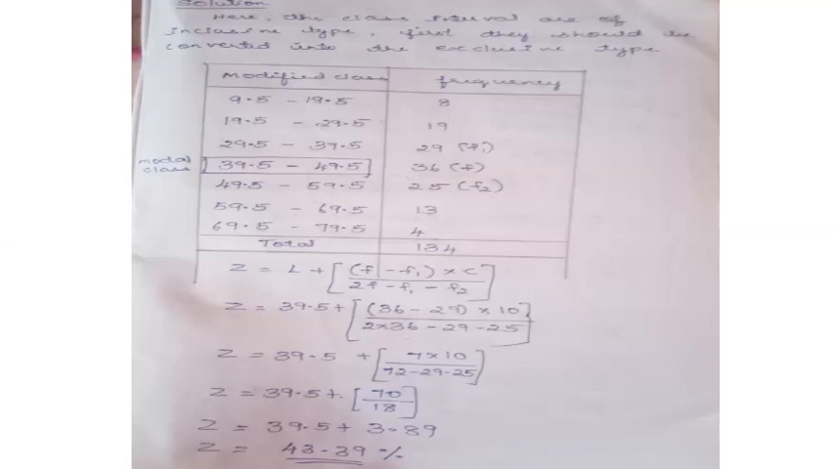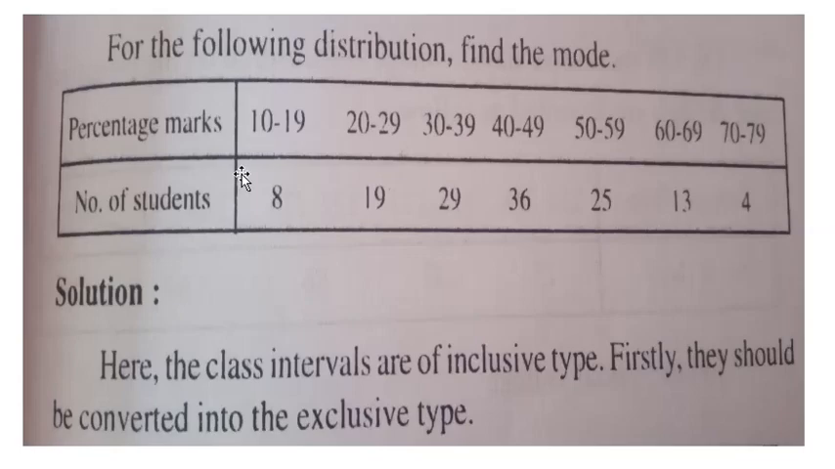Next, frequency. What is the frequency given here? The frequency is whatever is given in the problem, the same you have to write: 8, 19, 29, 36, 25, 13, 4. Same thing you will write here.